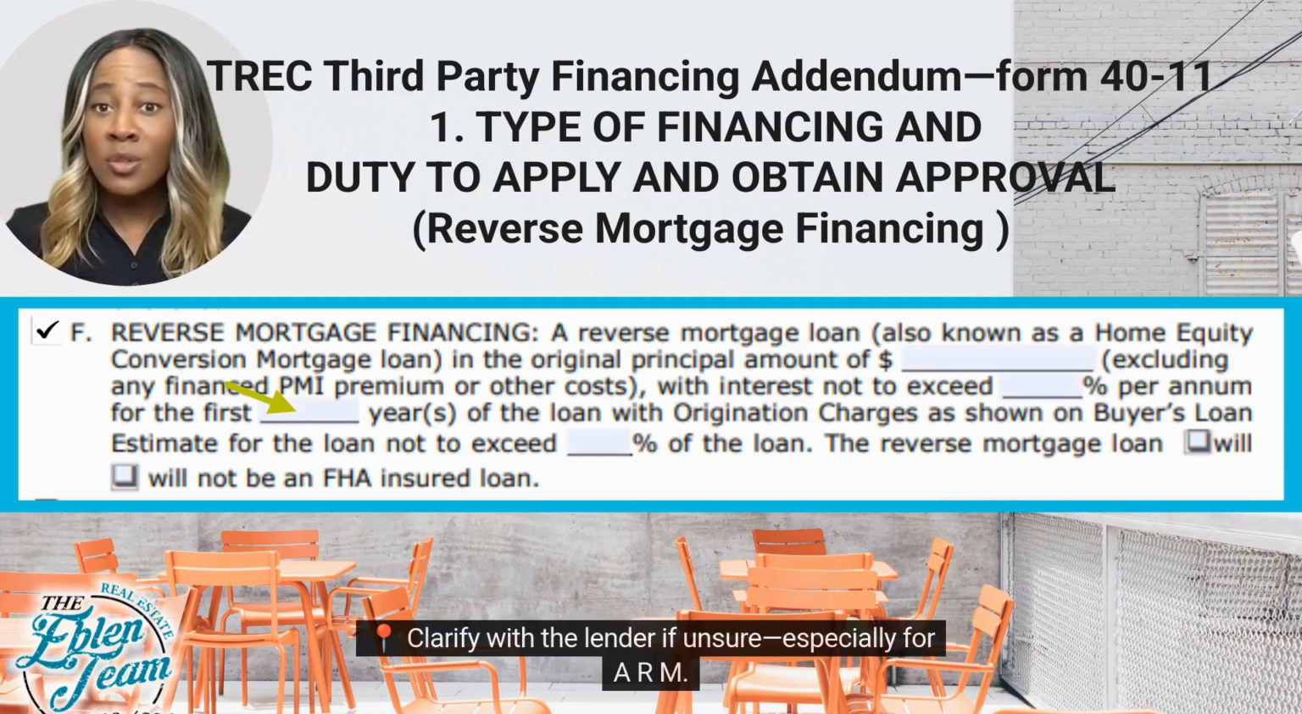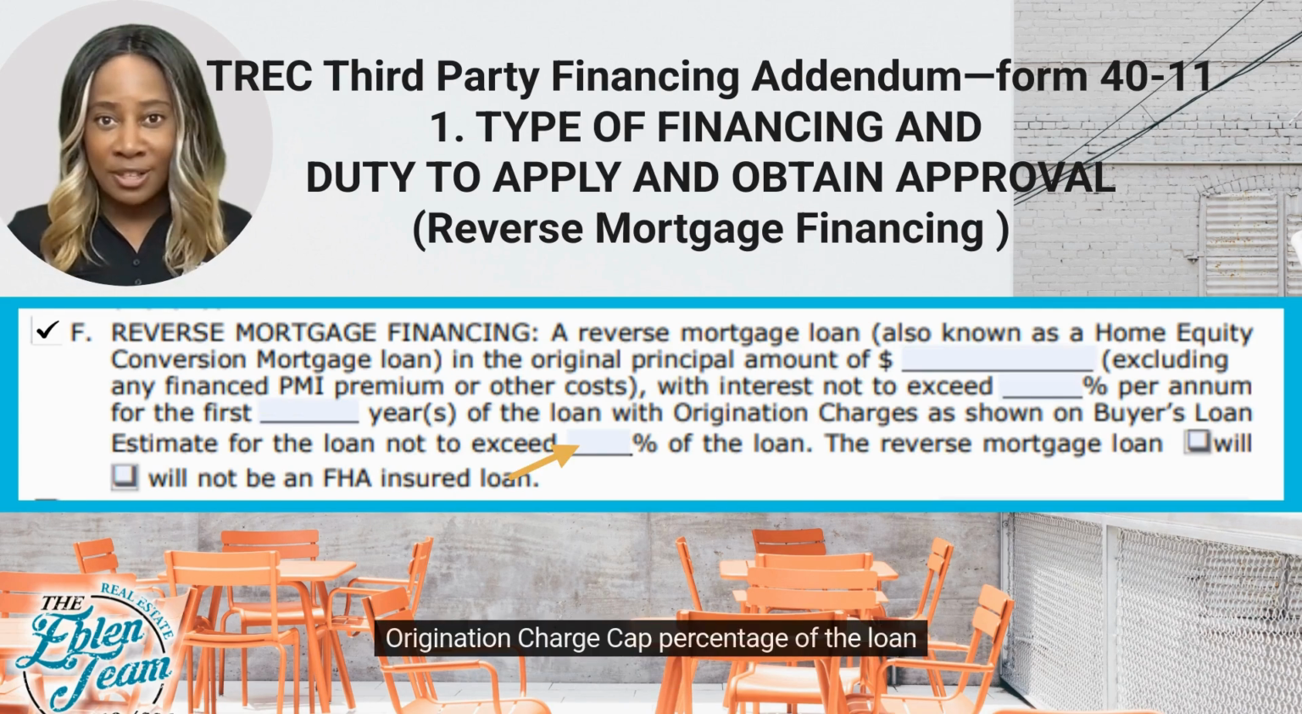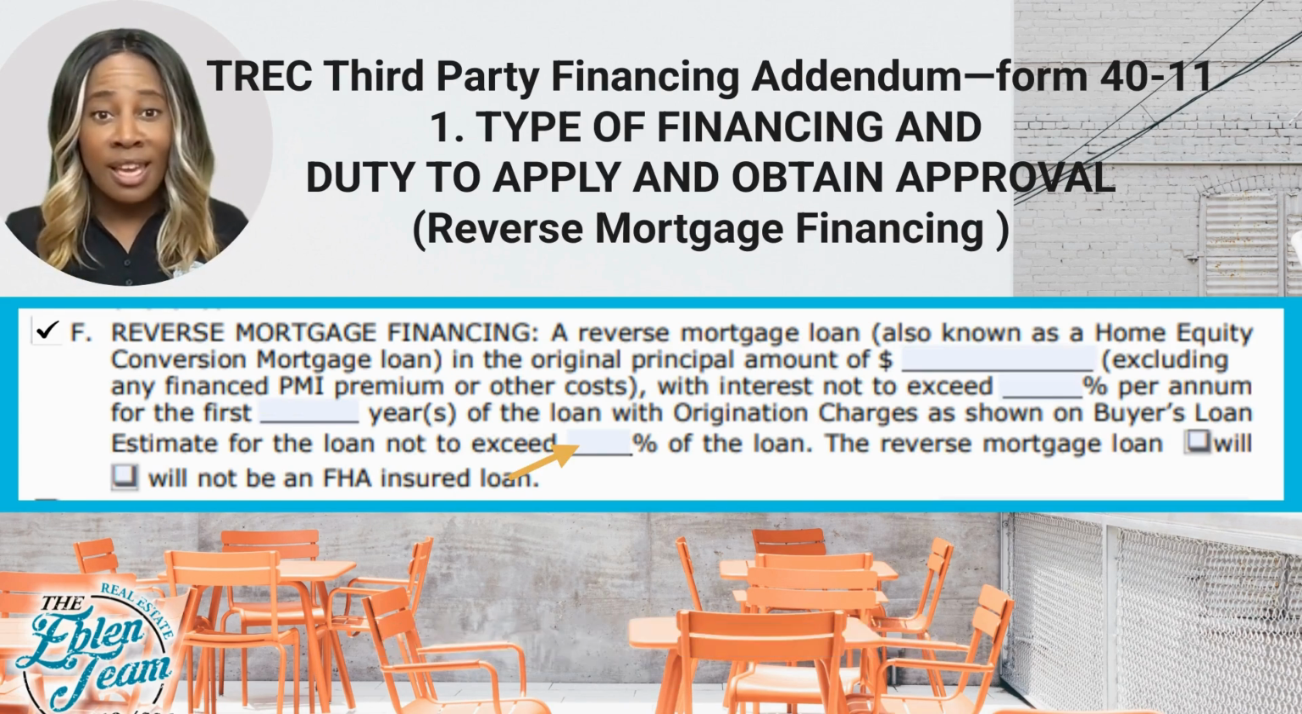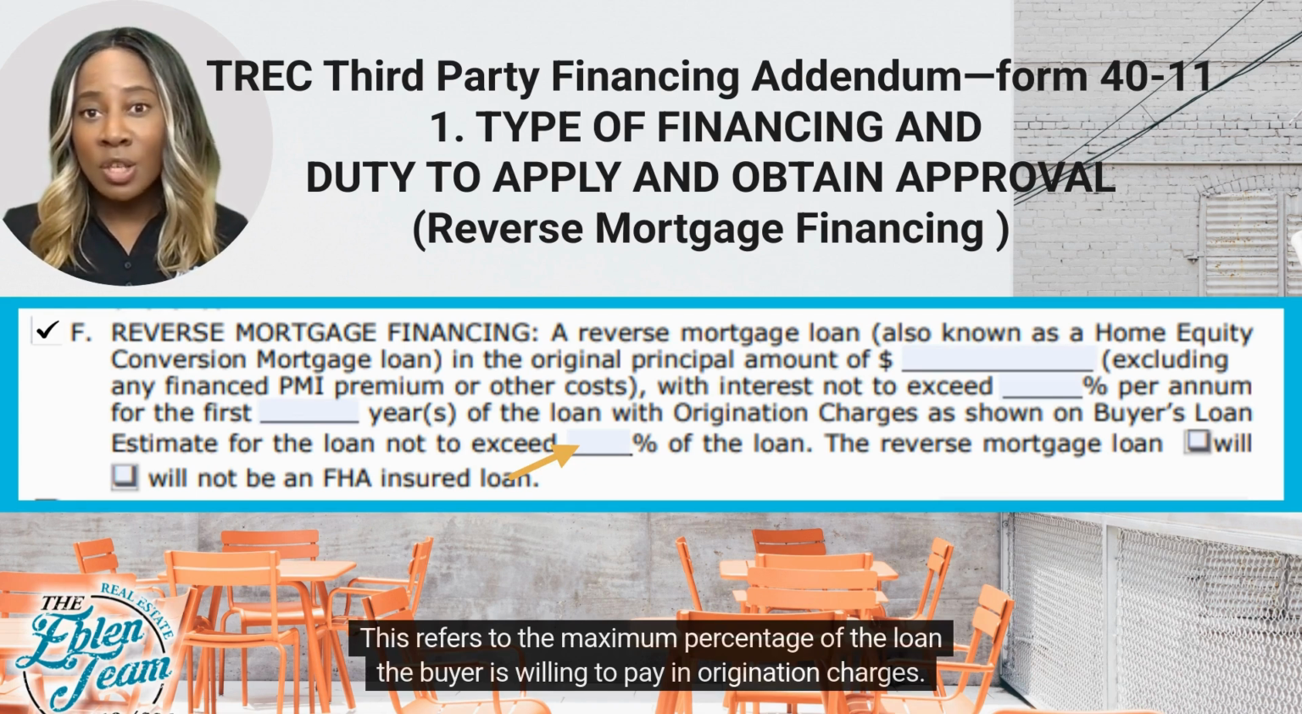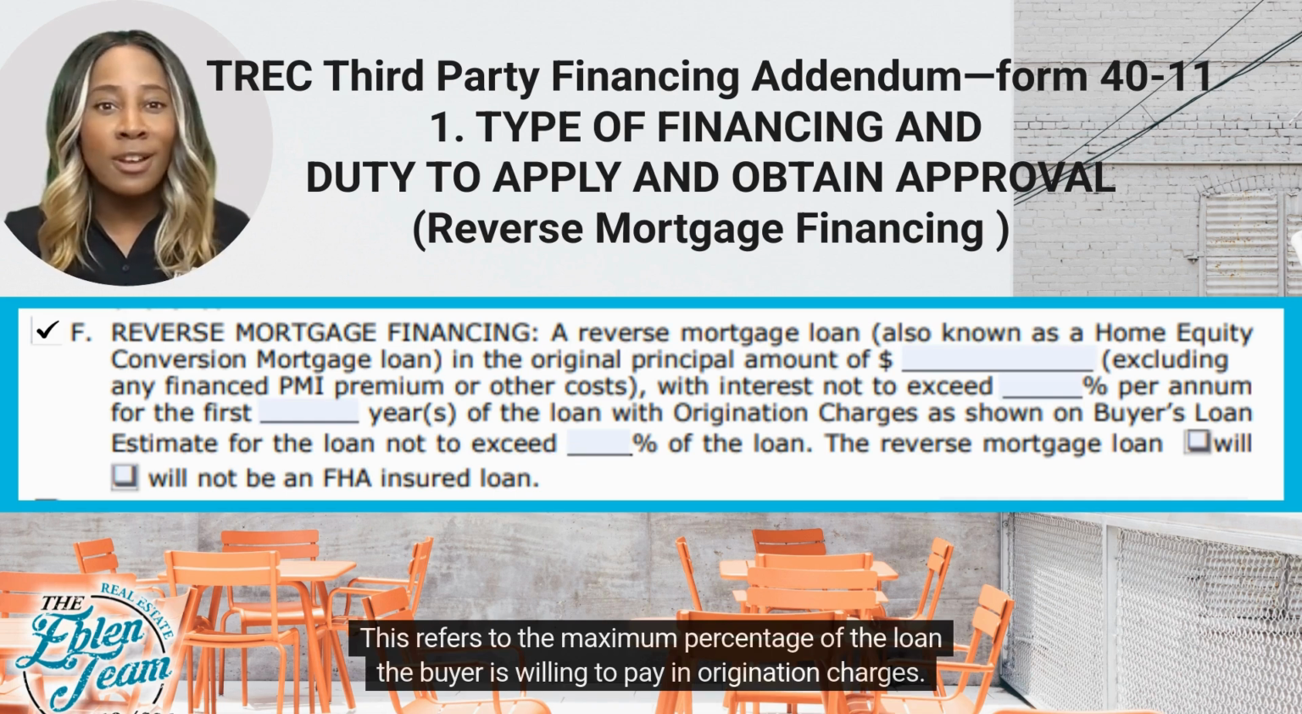Clarify with the lender if unsure, especially for ARM. Origination charge cap, percentage of the loan. This refers to the maximum percentage of the loan the buyer is willing to pay in origination charges.